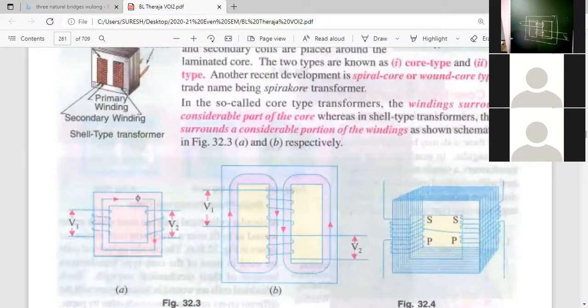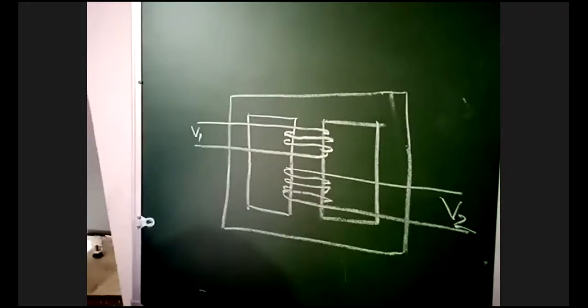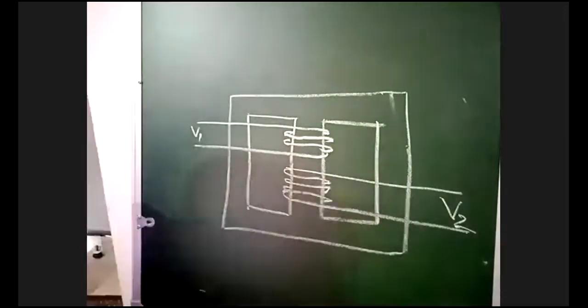Now I will go for the transformer losses. What are the two types of transformer losses? Transformer losses are of two types: one is copper loss and the other is iron loss.